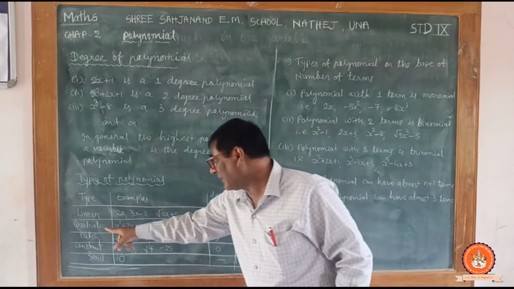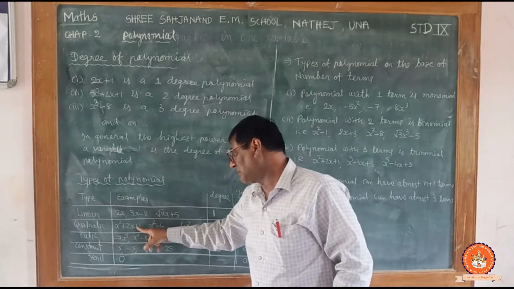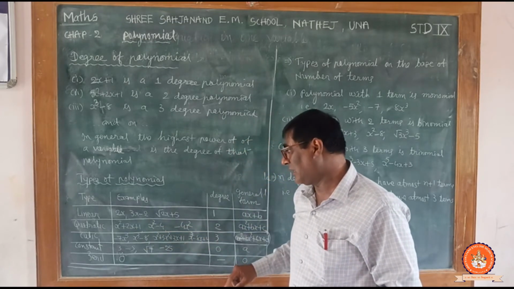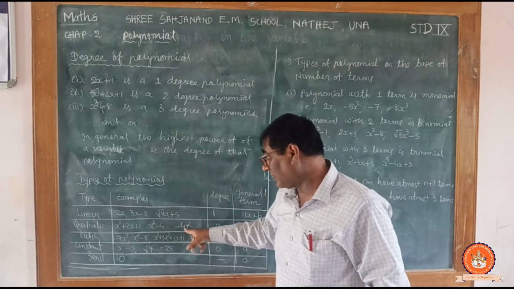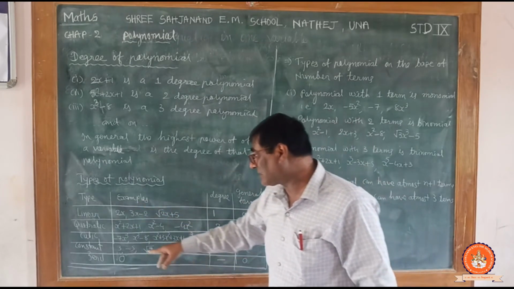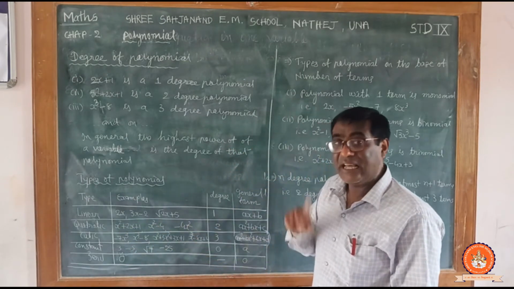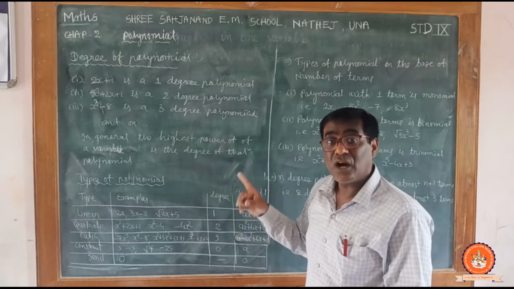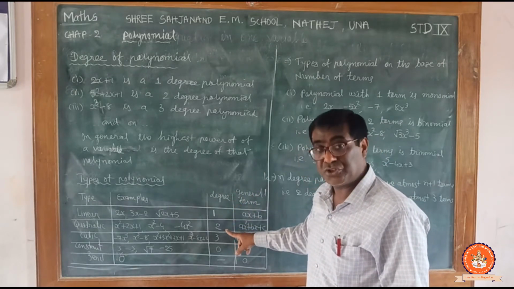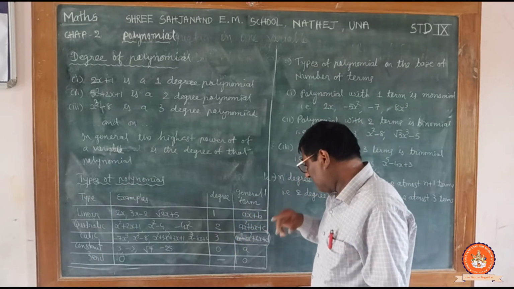Okay. Now quadratic polynomial. x square plus 2x plus 1, x square minus 4, minus 4x square. See, quadratic: 1 term, 2 terms, 3 terms. But the important thing is that the maximum power of the variable is 2 in each case, and that is why it is known as a quadratic polynomial. So the degree of the polynomial is 2, and there can be a maximum of 3 terms.